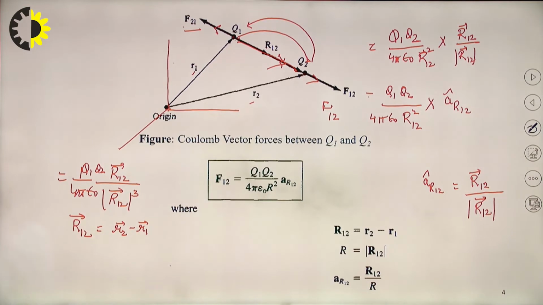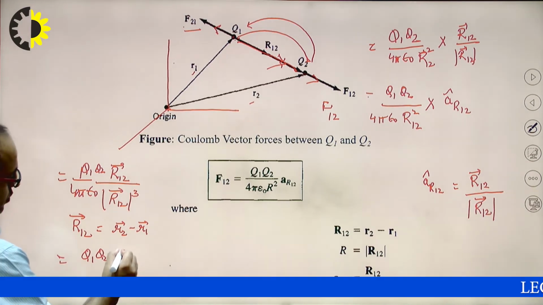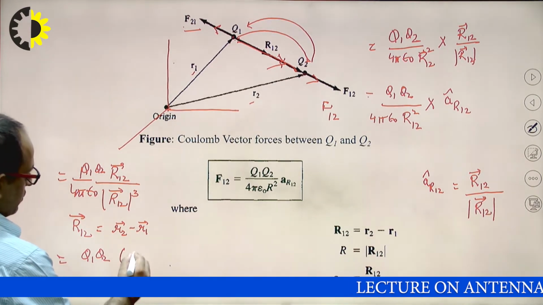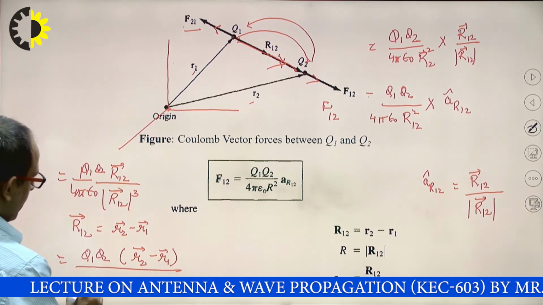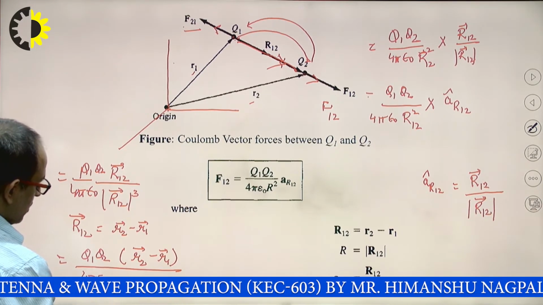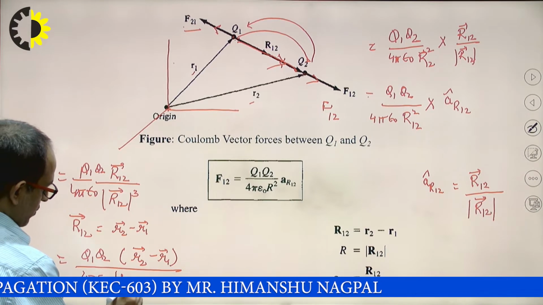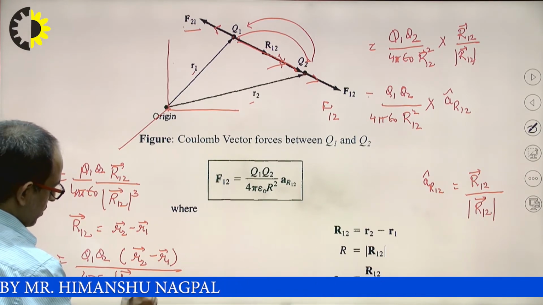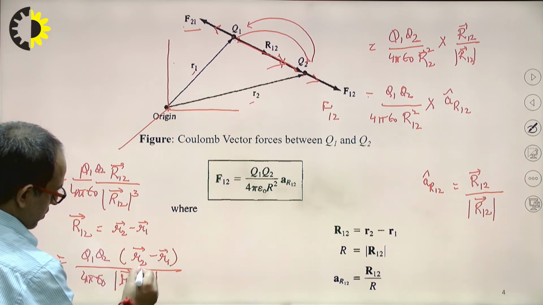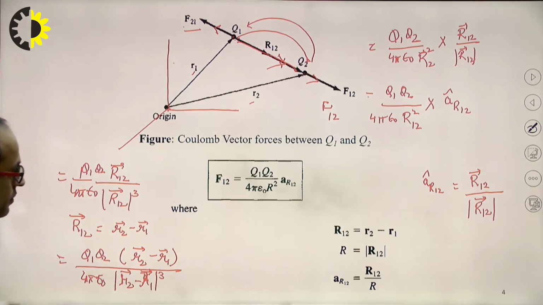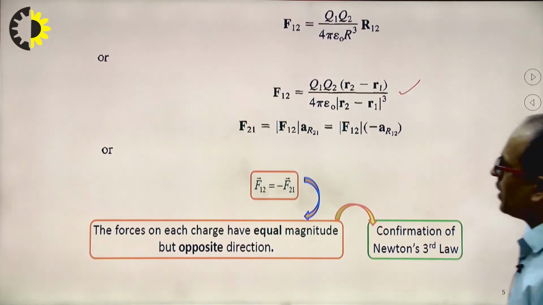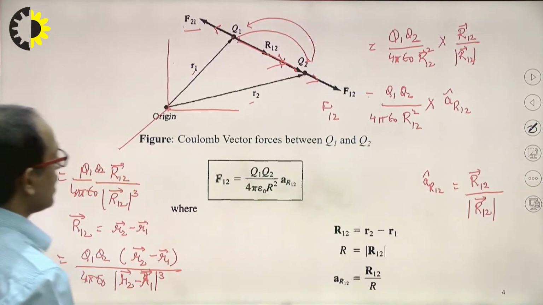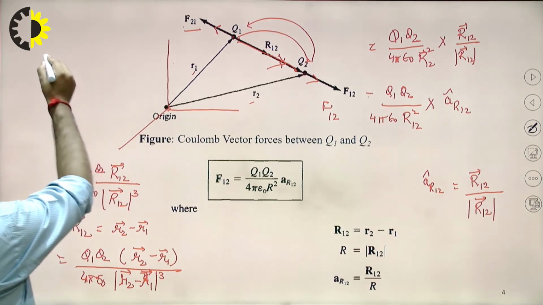So I can say that this will become equal to q1 q2 multiplied by (R2 vector minus R1 vector) divided by 4 pi epsilon naught, (R2 minus R1) whole power 3. So you will get this. Clear? Now if I want to calculate F21, you will see here F21 will be what?